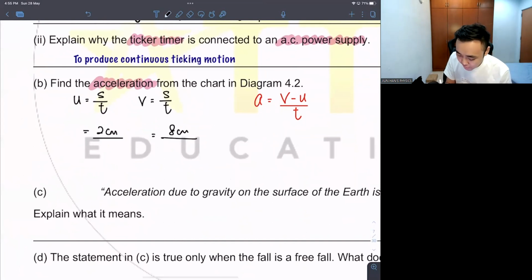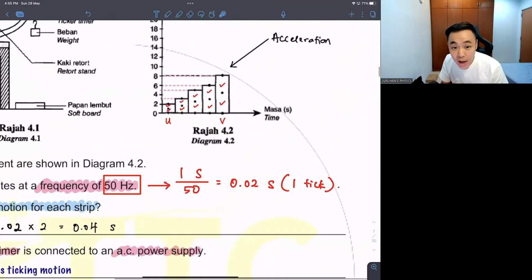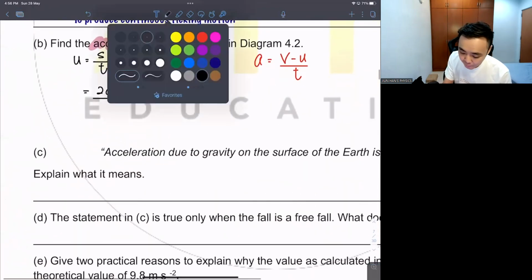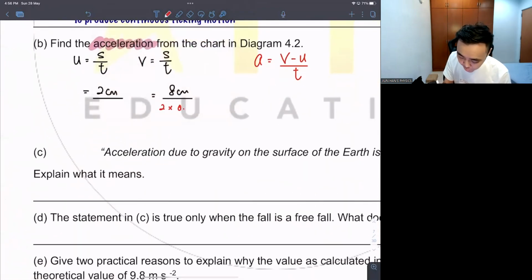Then what about the time taken? Simple. We are looking for velocity. We want to calculate number of ticks. How many ticks here? The 8 cm. How many ticks we have? The first question asks you already, right or not? One strip, we have 2. What's the time taken? 2 multiplied by 0.02. Do the same thing for this one, because once you found out one of them is 2, everybody must be 2. Then you can substitute inside, get your answer.